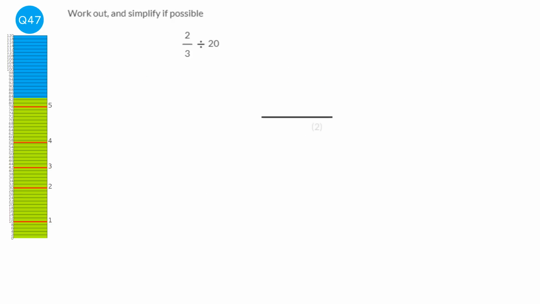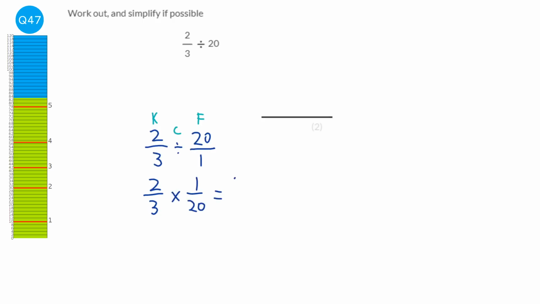We can rewrite this question as 2 over 3 divided by 20 over 1. So whenever you have an integer, it's just the same as that integer over 1. Now the rule is that we're going to keep, flip, and change. So we're going to keep the first fraction as 2/3, change the divide to a times, and flip the second fraction.